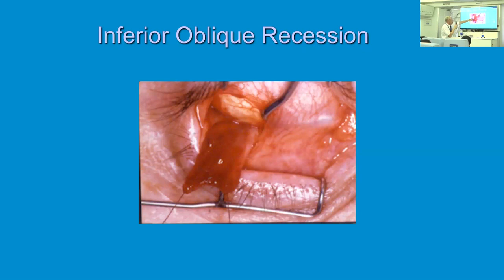This is the inferior view. So that's the inferior rectus muscle hooked below the conjunctiva.